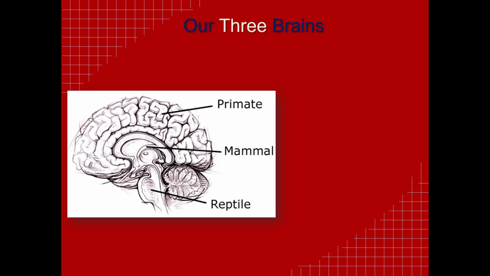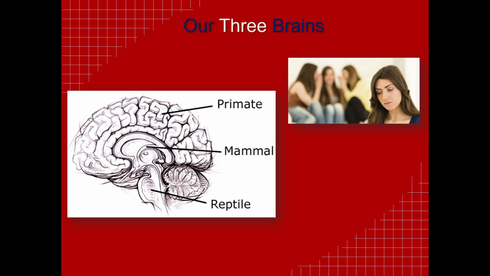Now what happens when we get scared is we stop using that awesome primate brain and we start reverting back to our reptilian brain because we think about survival. When you get scared, you go into survival mode. So yeah, even someone saying, oh my gosh, what are you wearing? Our lizard brain interprets that as, oh my gosh, I'm going to be kicked out of my tribe.